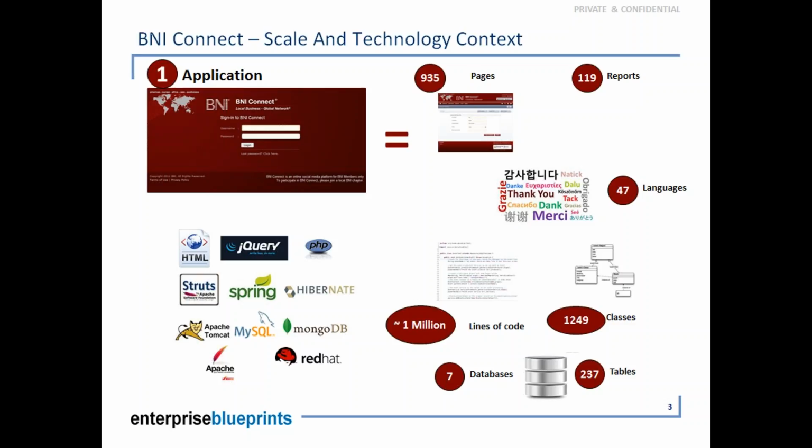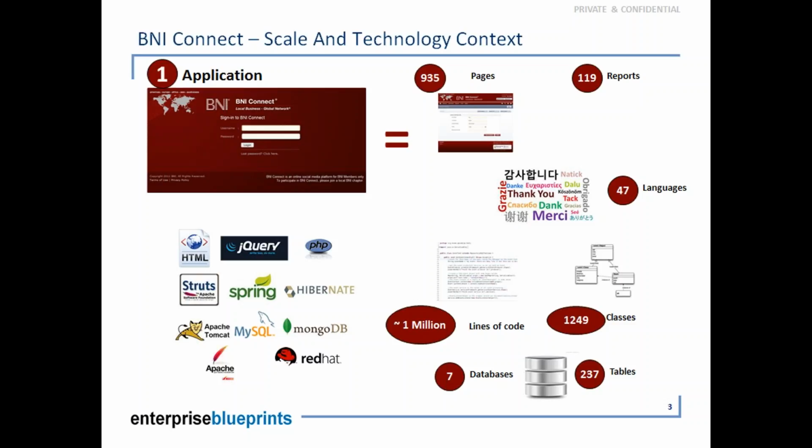There's about 1,000 individual pages within BNI Connect, all hosting different bits of functionality, about 120 reports. One of the things that makes it so complicated, and also makes for kind of slow change sometimes, is that there's also 47 languages. Now, I believe there's somewhere around 35 actual languages, like French and English and Spanish and German.